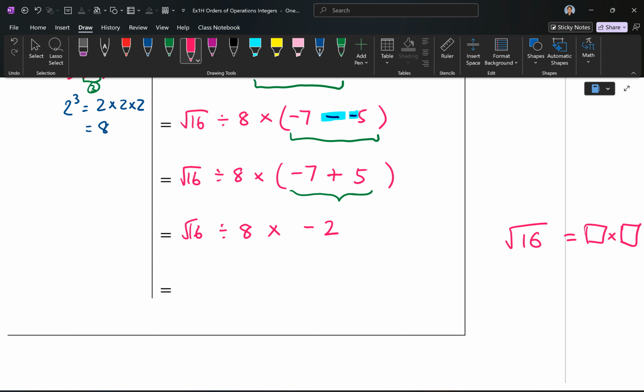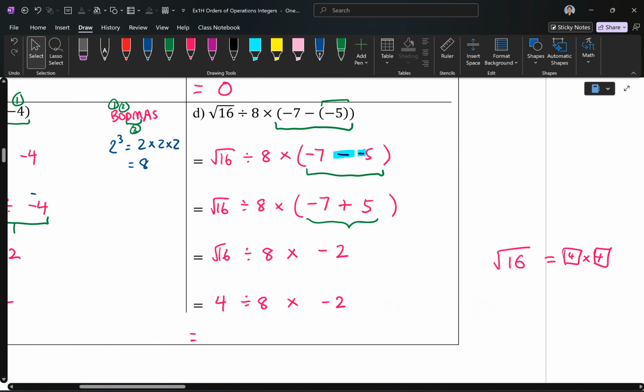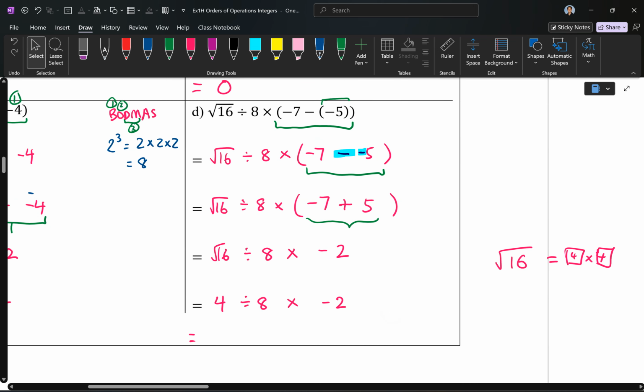So that's what square root means. Just figure out what number times itself gives you 16. In this case, it's 4. That's why we know that root of 16 is 4. Divided by 8 times, and again, I'm keeping everything the same. Negative 2 times 8 divide root 16. I've changed it to a 4. Next steps. So, BODMAS. What comes next?